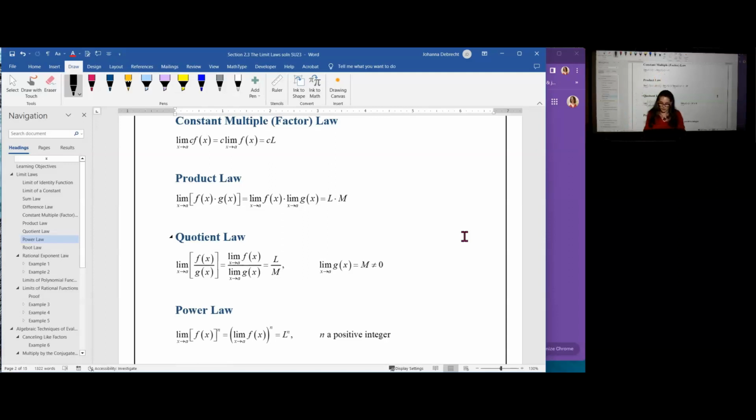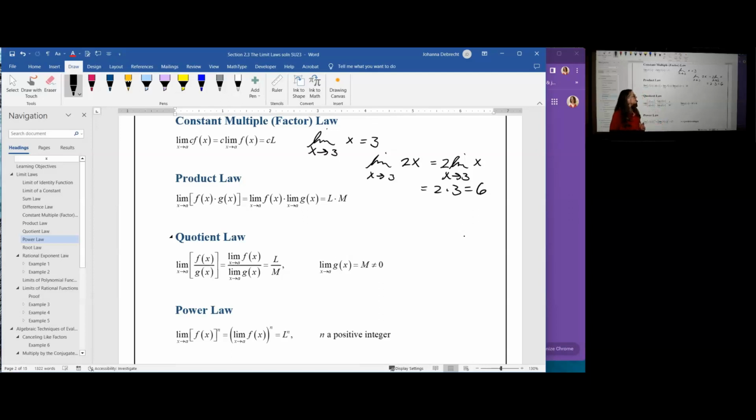So for example, we know from what we have studied previously that the limit as x approaches 3 of x is going to be 3. This says that the limit of 2x as x approaches 3 would be the same as 2 times the limit as x approaches 3 of x, which would give me 2 times 3 or 6. In other words, we can factor the constant out of the limit. It won't change the value of the limit.